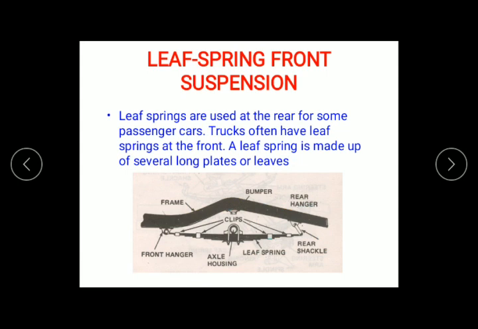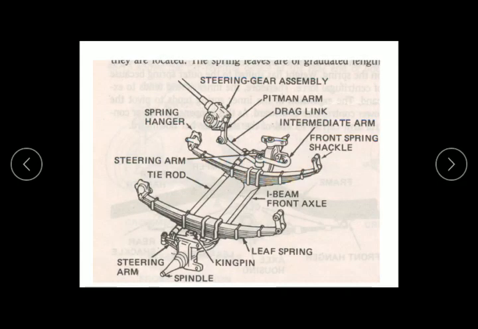As you can see, there is a frame, this is a bumper, and this is a leaf spring attached to the frame. This is the front hanger and this is the rear shackle. The rear shackle provides movement to the spring to absorb the displacement or amplitude of the shock. This is the axle housing on which the spring is mounted.